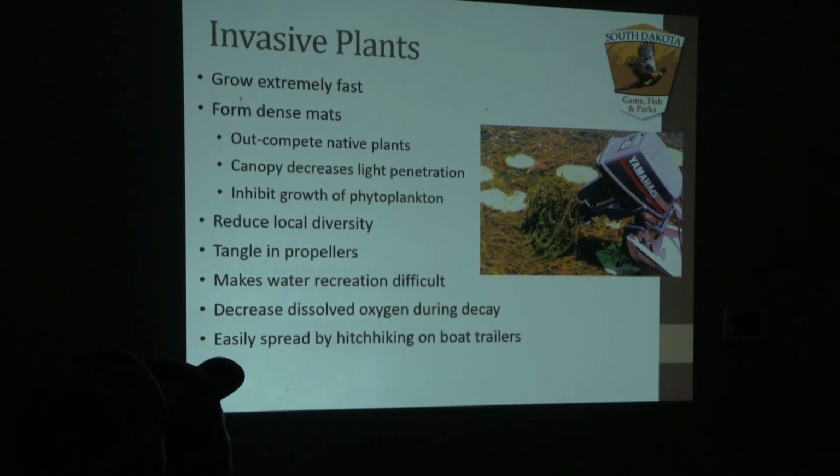As you can see on the right, how dense these mats are. They grow so densely that it actually prevents any viable habitat for our fish as well. So they're not good for human users or our fish within the system. And they also can decrease dissolved oxygen during their decay over the winter and fall months.